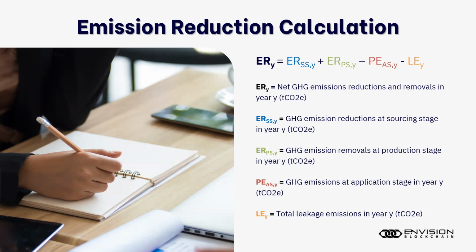emission reductions there. So we can see that for this specific one, we have ERSS, which is the GHG emission reductions at the sourcing stage in year Y. So that's specific to the year that you are mentioning. Then we're going to add that with the emission removals at the production stage in that same year and subtract it by the GHG emissions at the application stage in that year and subtract it by the total leakage. And that's the equation that's mentioned in the methodology for the emission reduction.